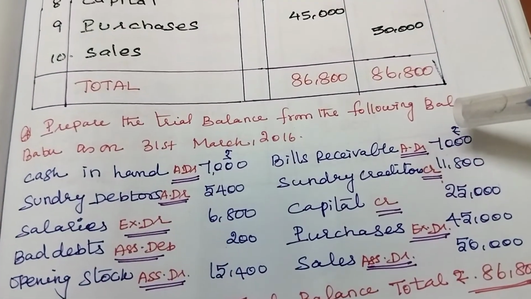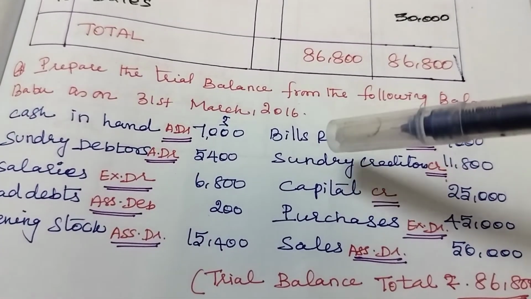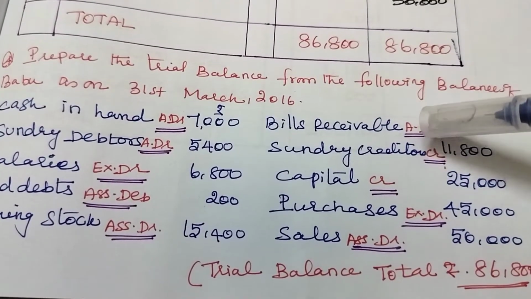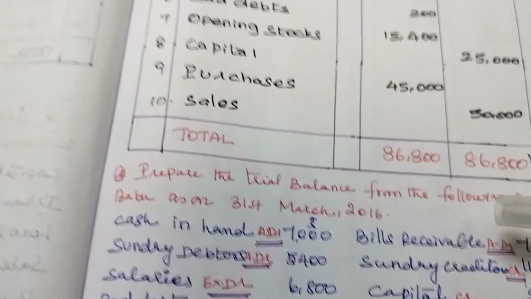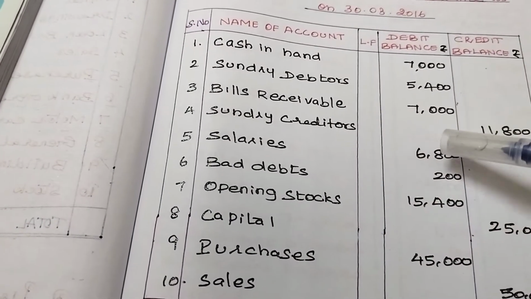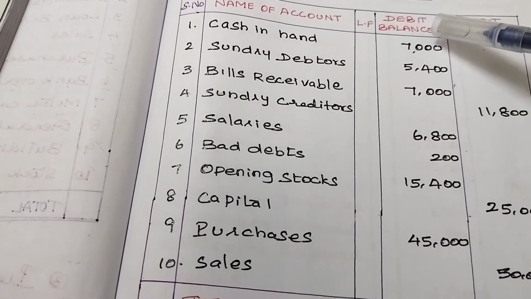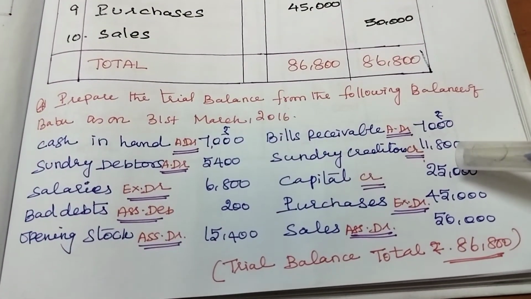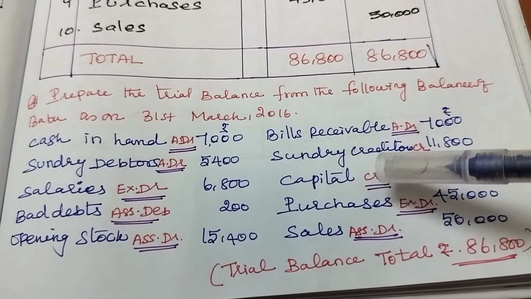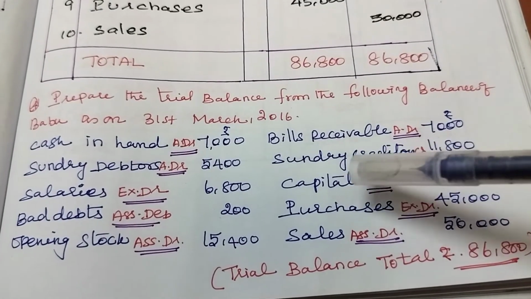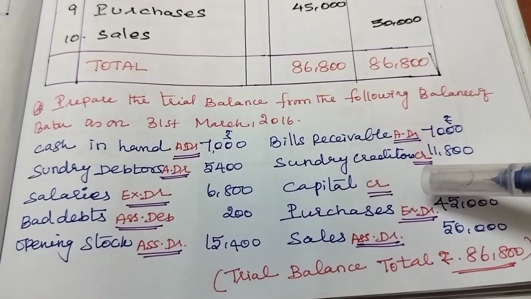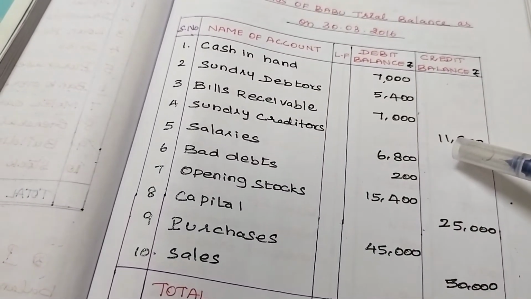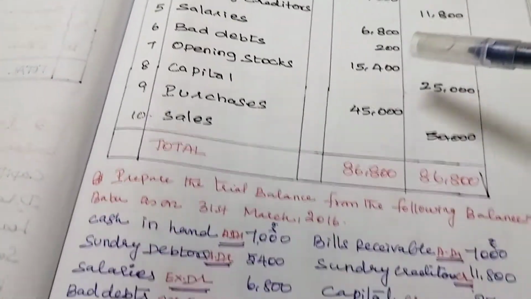Then bills receivable 7,000 rupees. Bills receivable is a kind of asset account. Whenever an asset account increases, we debit the asset account. So bills receivable 7,000 rupees is entered on the debit side. Then sundry creditors 11,800. Here they have given creditors, so sundry creditors is a credit balance. So sundry creditors 11,800 is entered on the credit side.